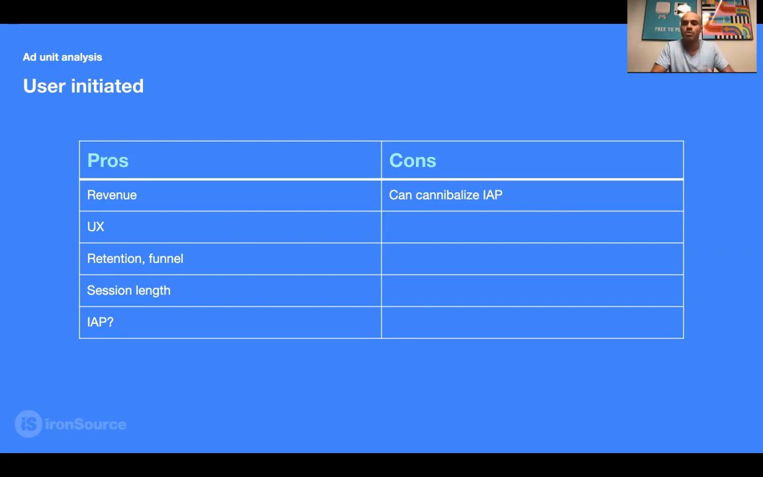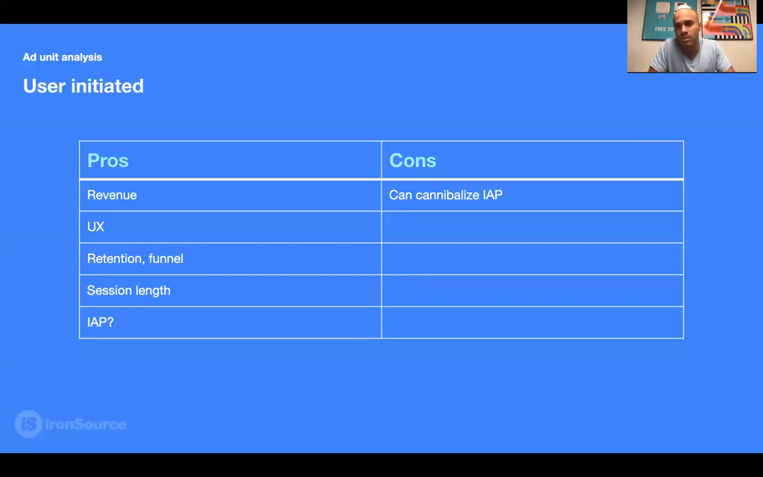And if it's being used right, we see that most of the time, rewarded ads, user-initiated ads, are contributing to retention and session length, which are very important KPIs. And if we understand that user-initiated ads are increasing both ARPDAU and retention and session length, it's pretty clear that user-initiated ads are increasing your total LTV. Now, what is the risk?